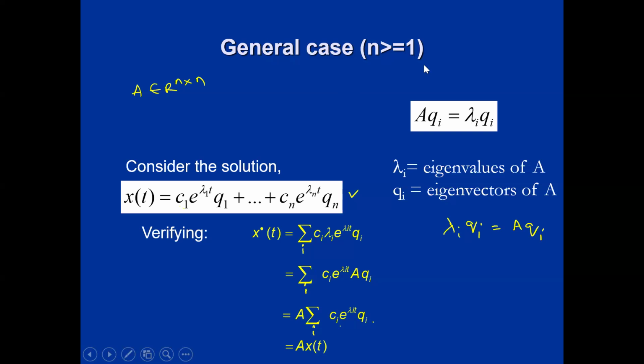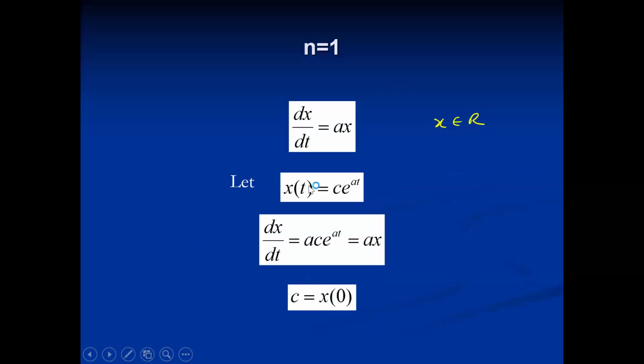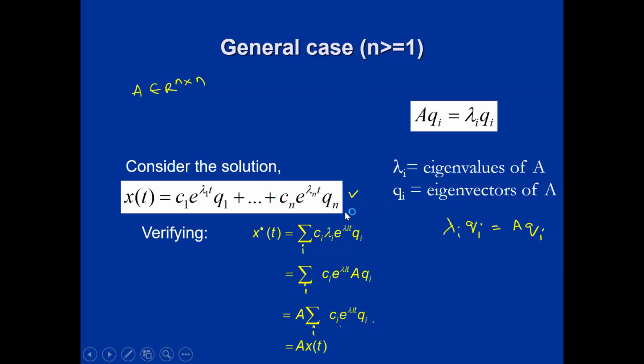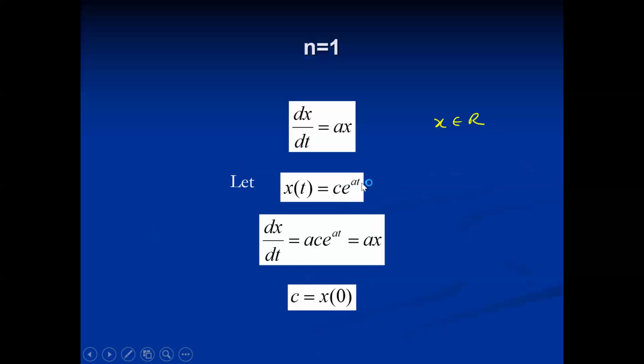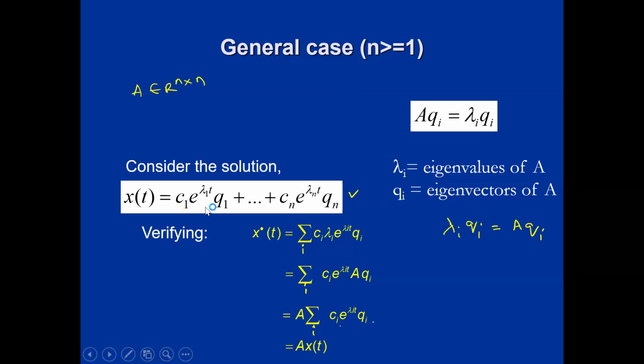For the general case where n is greater than 1, this solution x of t will be of this form. Instead of just c into e power at, it will be c1 into e power lambda 1 t times q1 plus, etcetera. Finally, the last term is cn into e power lambda n t times qn. Now, what are these lambdas and q's? These are the eigenvalues and eigenvectors of A.